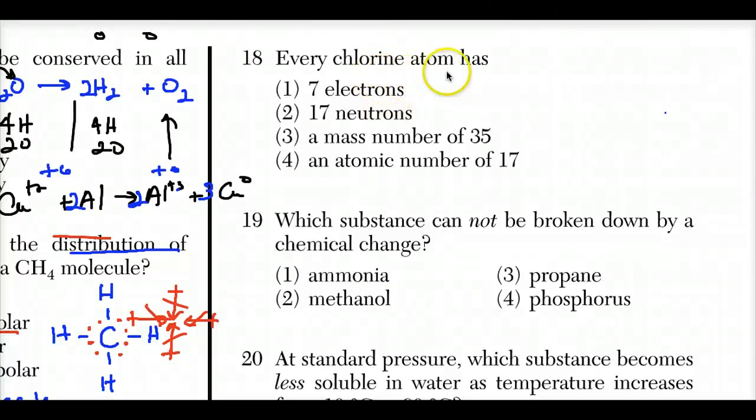All right, so number 18, every chlorine atom has how many electrons? Now, they said the word atom. Atom is neutral.